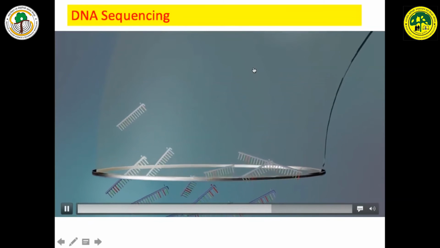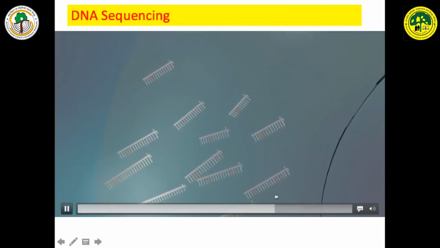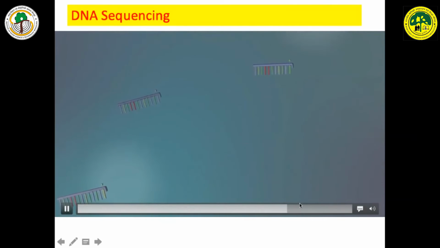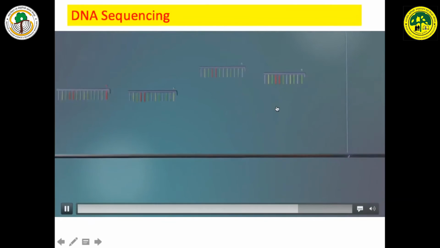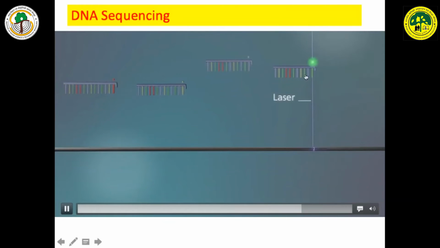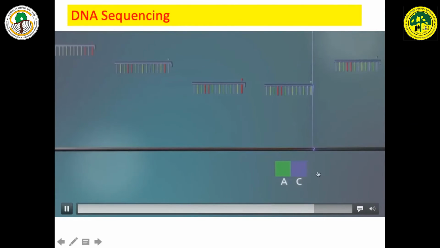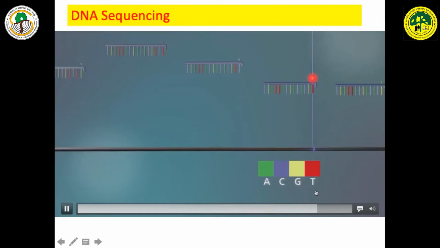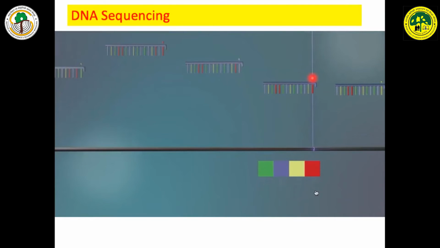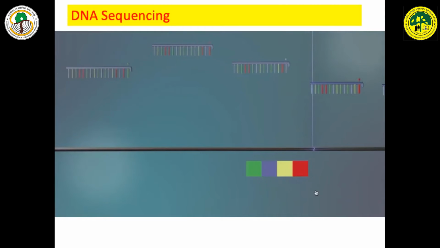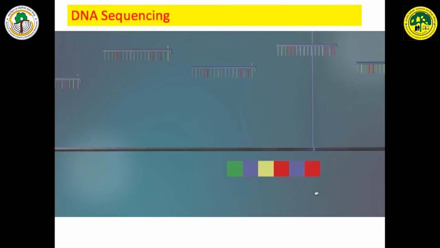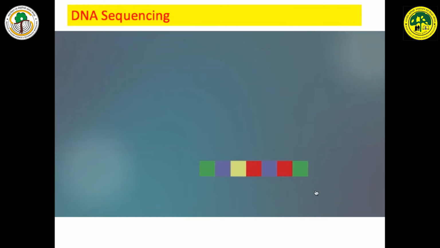Based on the fluorescence, each one has its own capillary. These fragments enter, and there is a laser which detects all these fluorescence. The color will be detected by a beam of camera, and each color codes a base, for example A, C, G. As soon as the fragment passes, the beam detects the color and gives the code. Earlier the length was very short, now we can achieve a 150 base pair range.